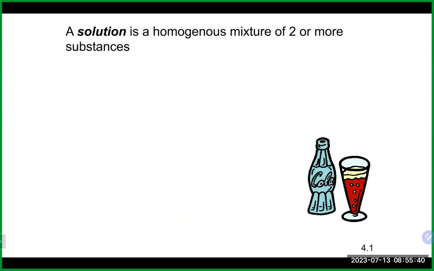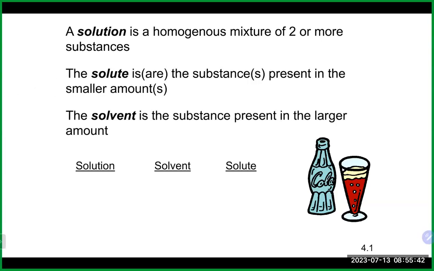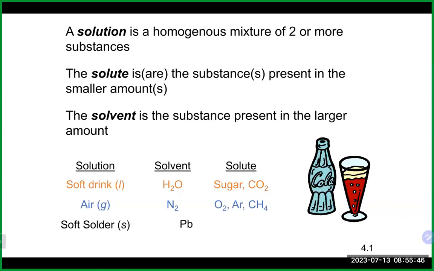All right. So let's talk a little bit about solutions. And that's going to lead us to some solution stoichiometry. So a solution is a homogeneous mixture of 2 or more substances. Solutions are the ones that get the aqueous symbol next to it. And there's really 2 parts to a solution.